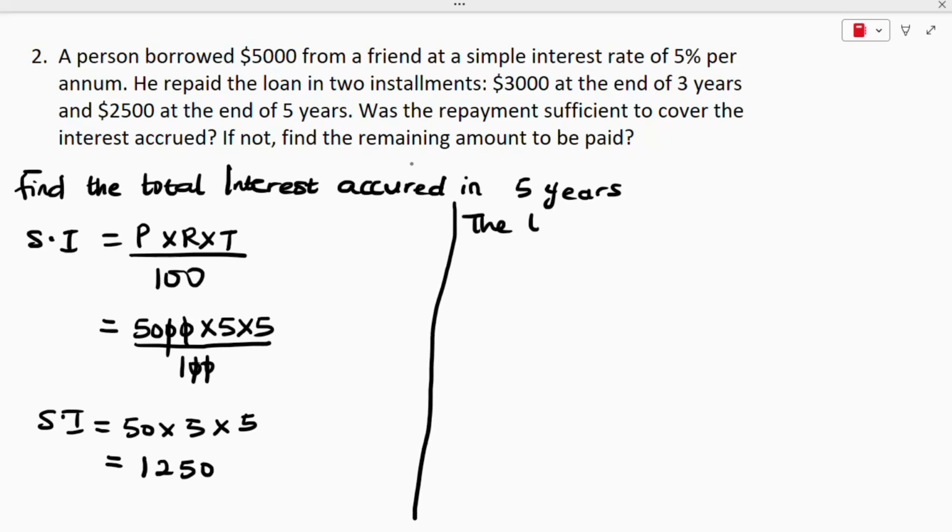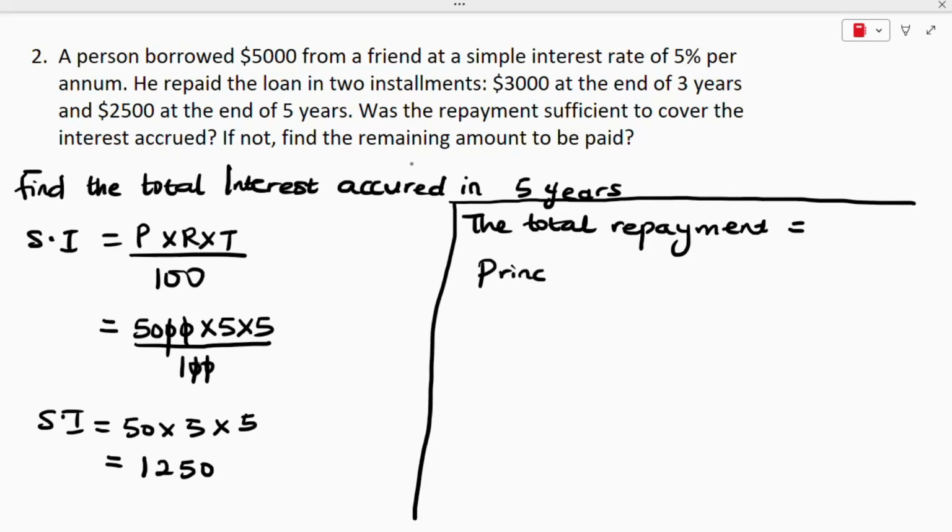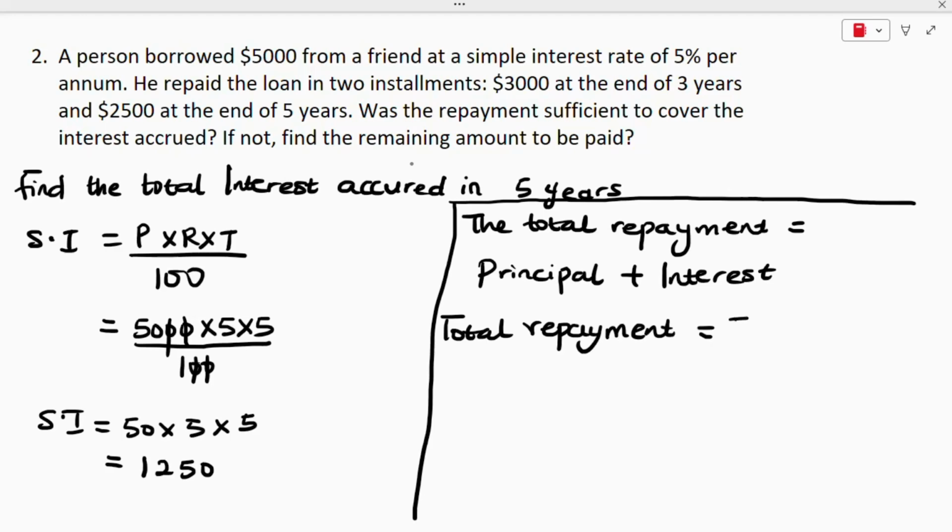So the total repayment, we want to simply calculate the total repayment. The total repayment is equal to principal plus interest. So the total repayment is equal to the principal, $5,000, plus the interest, which is 1,250, which was gotten here. Adding this together, we have $6,250. So this is the total repayment.